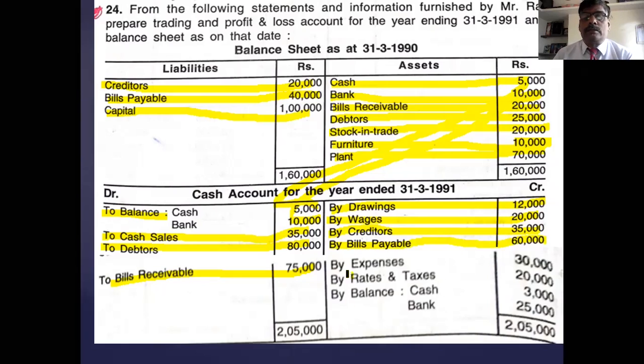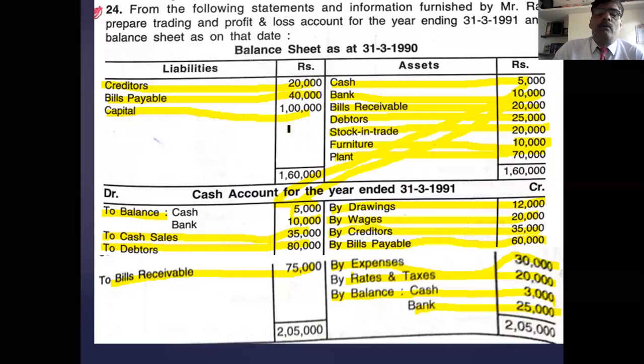Then by expense goes to P&L account debit side. By rent and rates goes to P&L account debit side. By balance carried down, cash and bank. Cash and bank goes to balance sheet asset side. These two go to balance sheet asset side. Okay. In this way, you have to enter the transactions relating to opening statement of affairs and cash book.